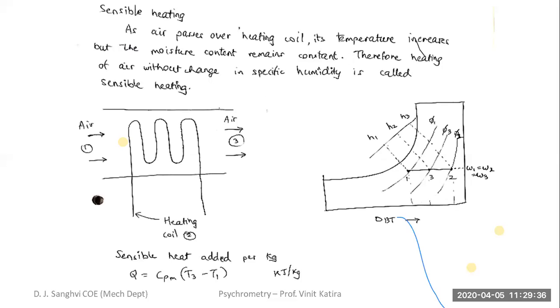Okay, so air enters at T1 and leaves at T3, and the heating coil is at T2. Again, the same thing applies over here also. The air is not going to achieve the temperature of the heating coil because of the bypass factor. So here the sensible heat added is Cp of air multiplied by the temperature difference, or in simple terms, H3 minus H2.